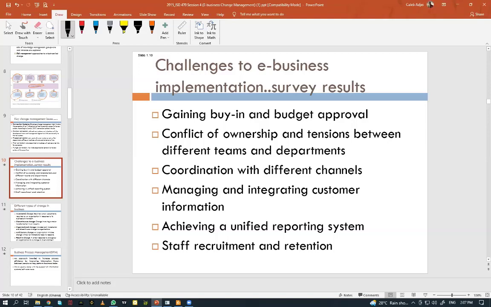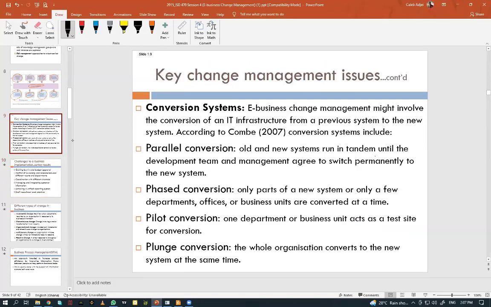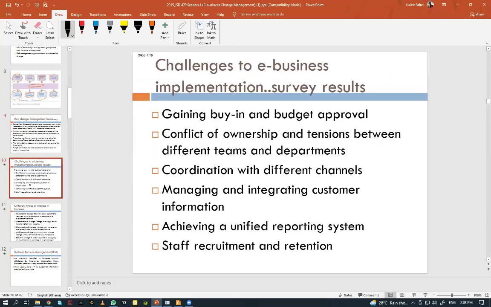Somebody asks, what is the difference between the phased and the pilot? I said for the phased, we introduce it department by department. So we start with one department. As soon as it becomes successful, we roll on another one. Then as it becomes successful, we roll on another one until everybody is rolled on. For the pilot, we only use one department as a test case. As soon as it's successful, everybody is rolled on. So that's the difference between the two. I hope, Zachariah, you are okay with it.